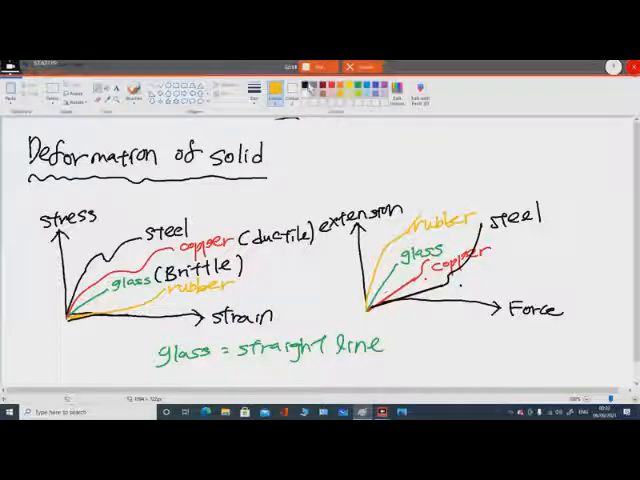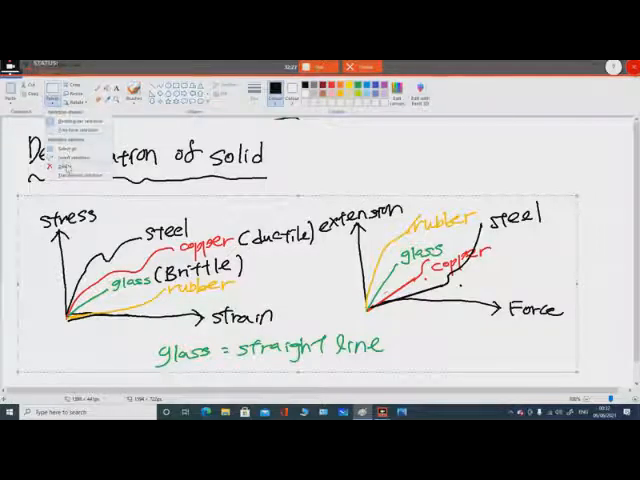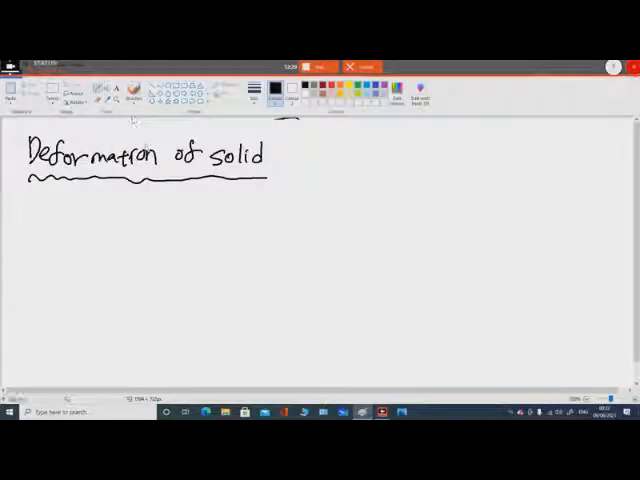Even I am not able to memorize these two graphs, so just try your best to memorize them. Okay, let me erase this one. Let's talk about what ductile means. Another keyword is brittle, as we mentioned in the previous part. This one should be copper, and this one is our glass.